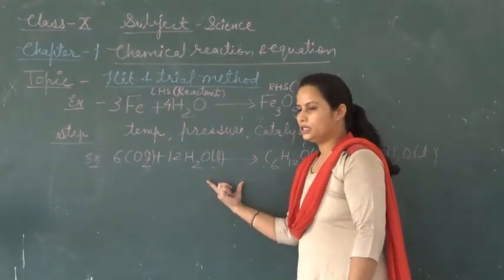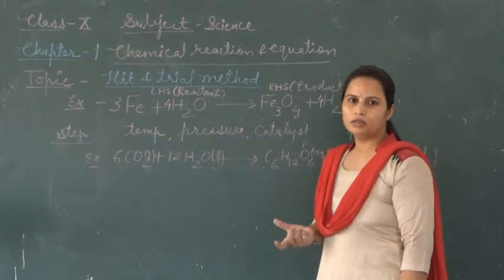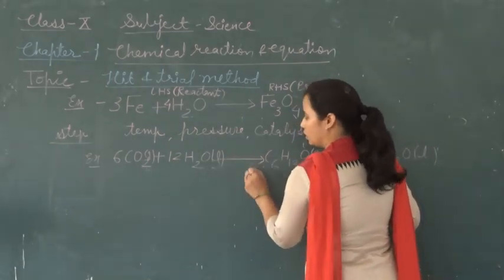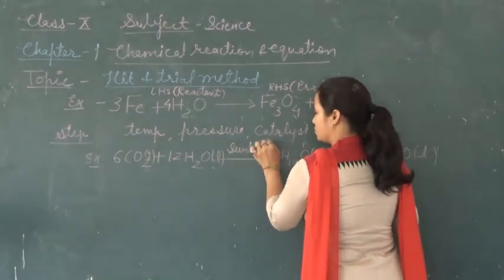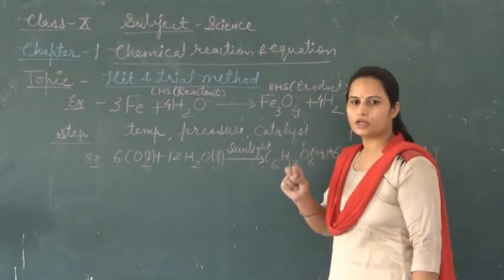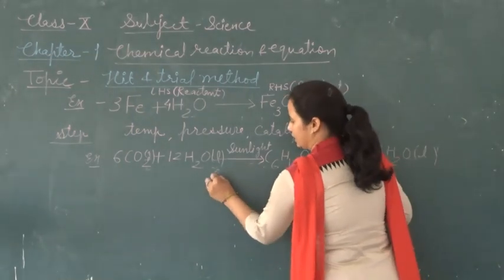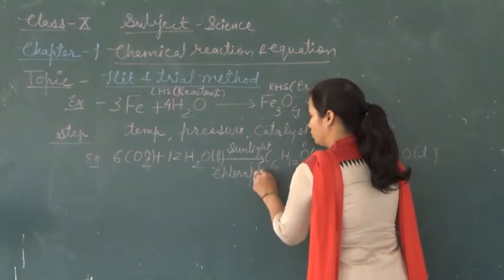But this reaction requires sunlight and chlorophyll, which are the essential conditions mentioned above and below the arrow. Sunlight is compulsory because this process is held in the presence of sunlight. Sunlight is captured by chlorophyll, so here we mention the chlorophyll.